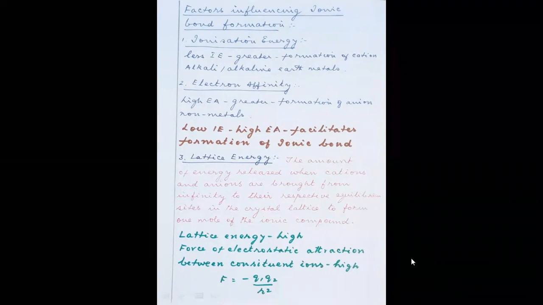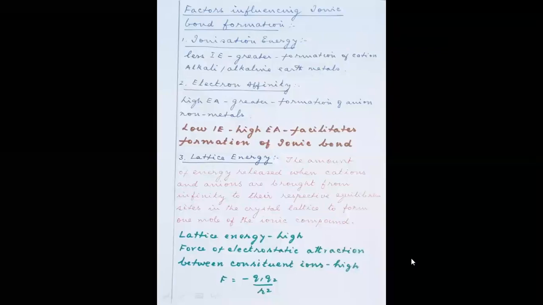See, if the lattice energy is very high, a large amount of energy is released. What does it mean? It means that the tendency for the formation of the crystal is very high, which means that the force of electrostatic attraction between the constituent ions is very high. Actually, this attractive force, this is a force.